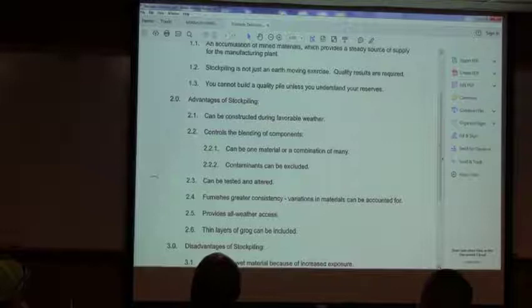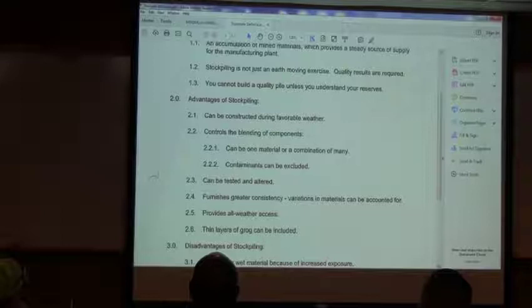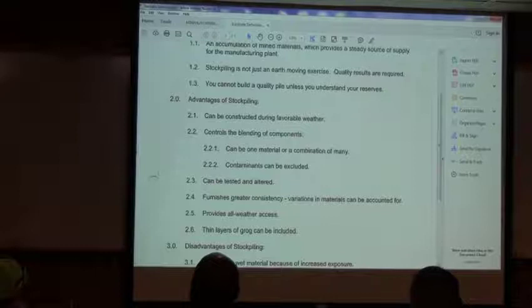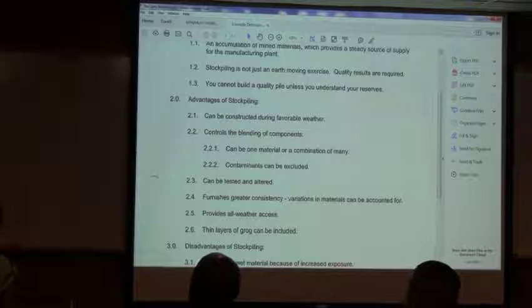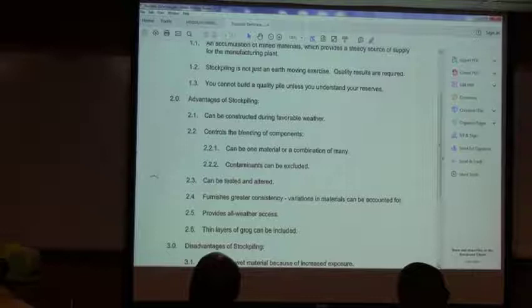All right, stockpiling furnishes greater consistency. Variation in materials can be accounted for. Most of my pits, I have pretty consistent mining. I may have a little bit of variance in PSC in some of them, but we stay pretty well within the plant parameters as far as that goes. We don't have a lot of problems with that.